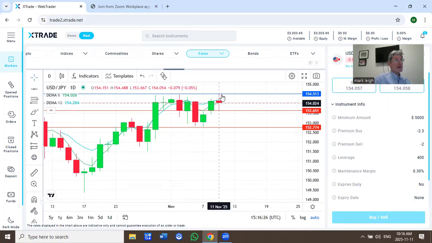Buyers unable to break above. Tried earlier today, got rejected, and now sitting pretty much in the middle of the range. Buyers will look to retest at 154.51. Sellers of US, buyers of yen will look down at the 153.65 support area.